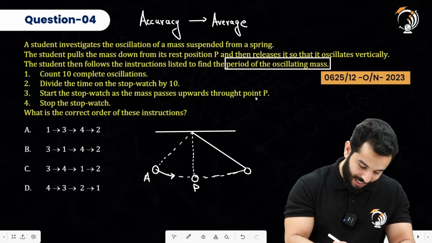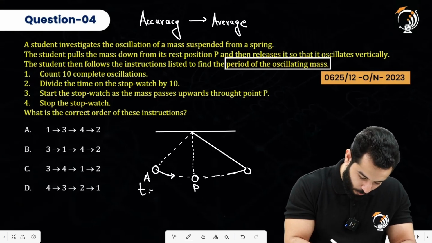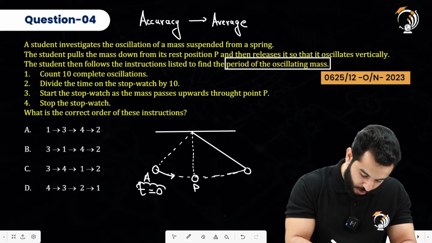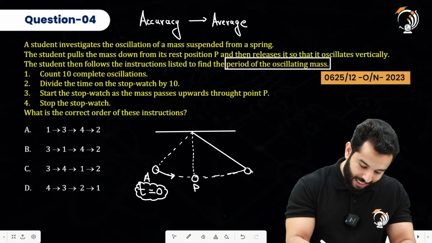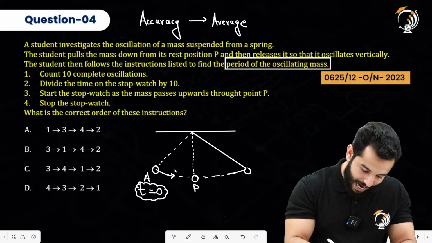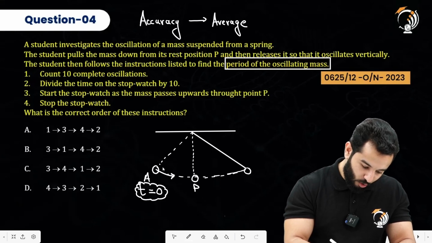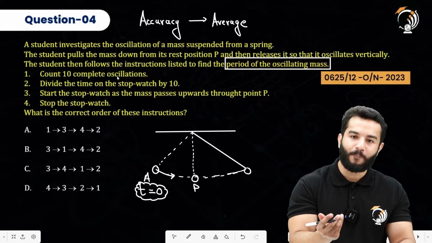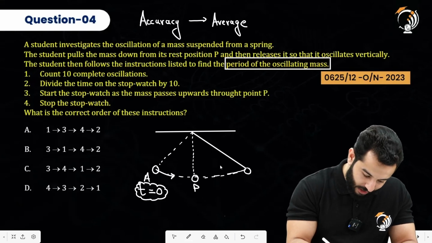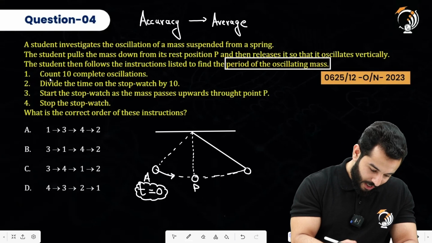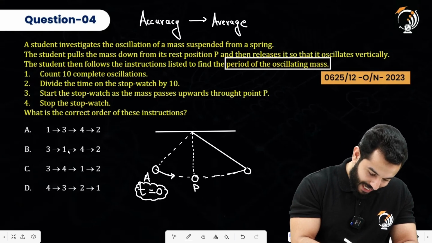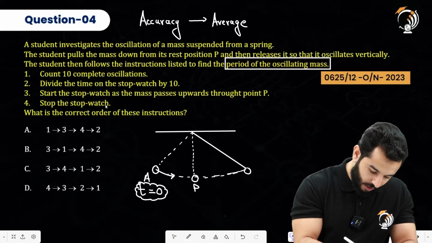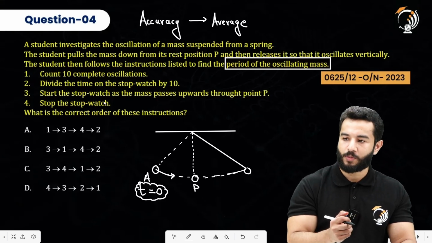So this is the first thing: at this point, start the stopwatch. This is going to be t equals 0. Then again, when it comes back to the point P, what we need to do is count 10 complete oscillations. So count 10 complete oscillations, that means after 3 we would have 1, and then stop the watch. After 10, stop the watch.